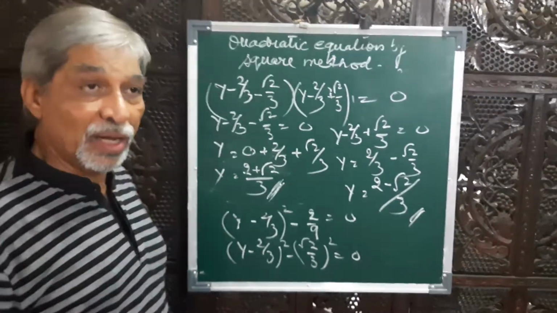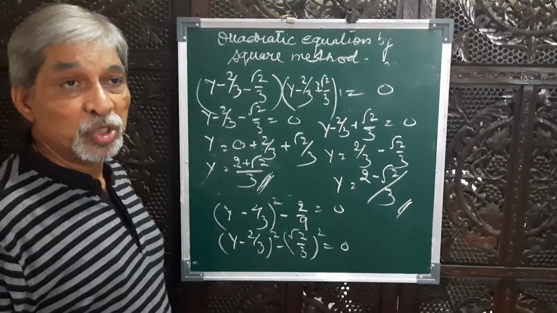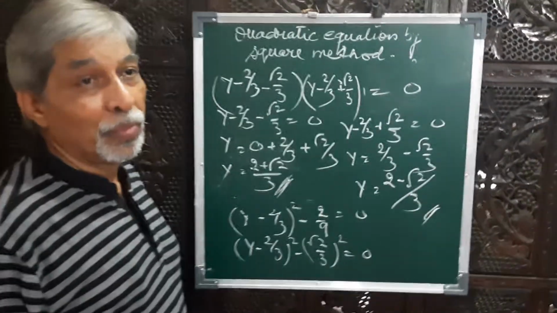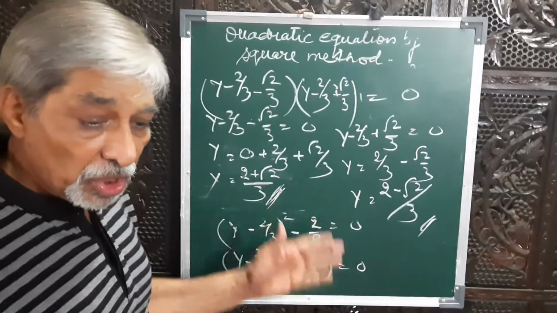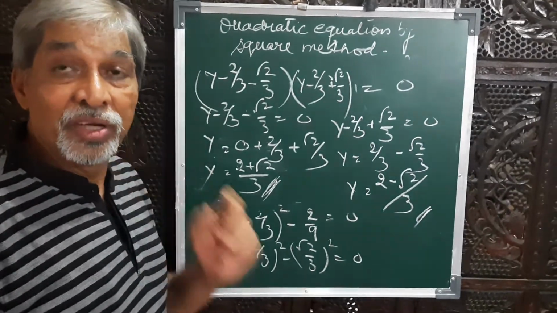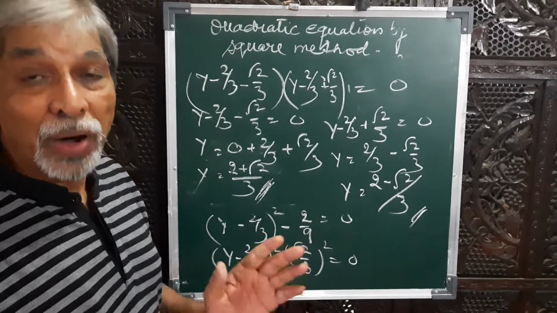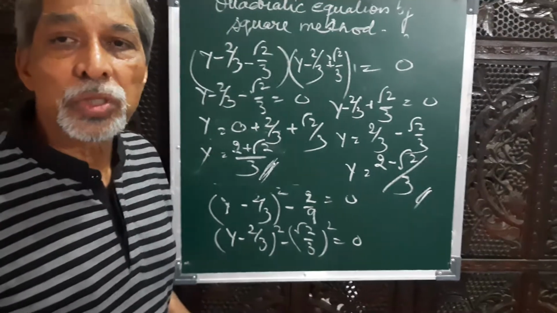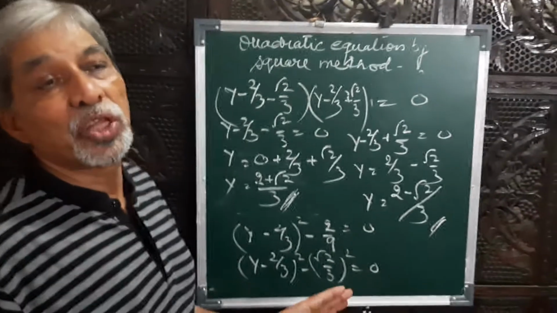Right, in the equation you have written 9y squared minus 12y plus 2 equals 0. So this is the system of solving the quadratic equation by the perfect square method. And this is almost a sure shot to be asked in the board examination for 3 marks.